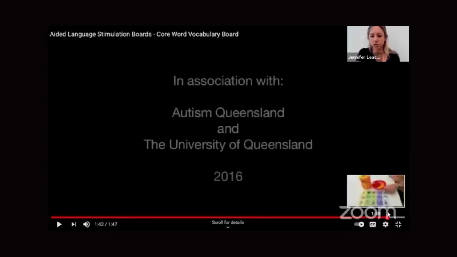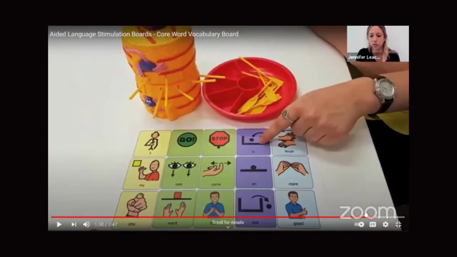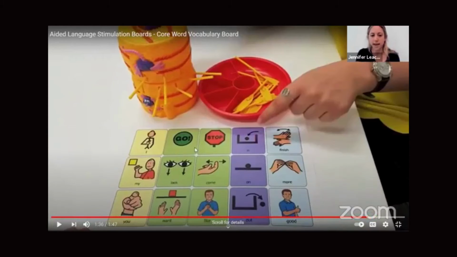Okay, so I did want to just rewind it a little. I will be showing you at the end, but this is a static core board. As you can see, she was saying put it in and only pointing to in, which is okay. It's okay if you don't have all of the words on the board. She's really just reinforcing the word in and I like or I want and out. So she was using aided language input, which serves as models of many language targets. You could see every single time she put the stick in, she was pointing to in.